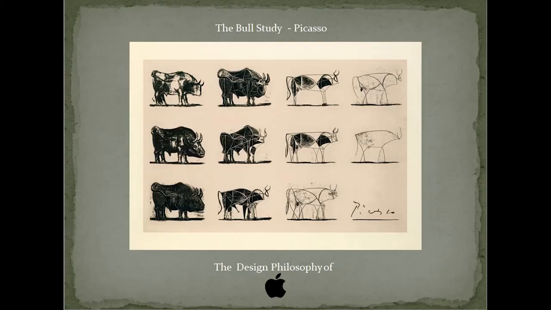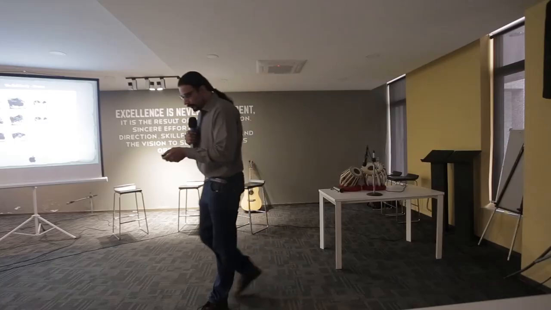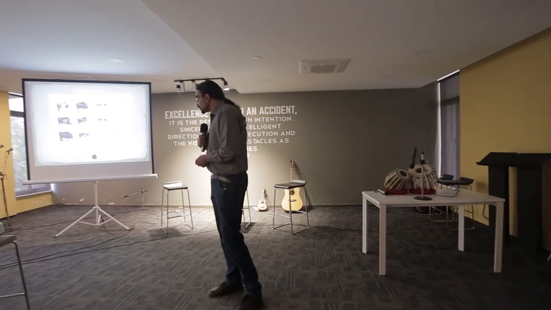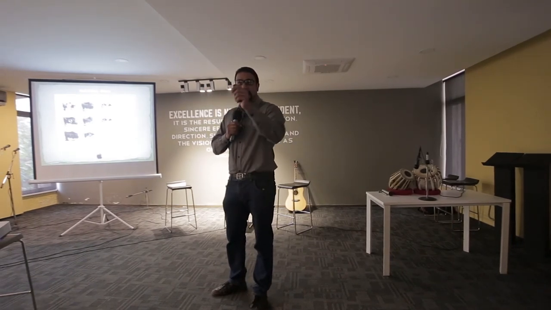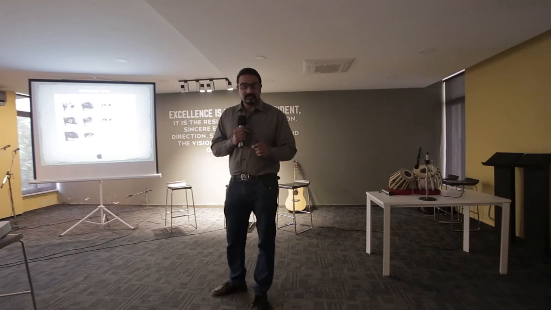and we're going to talk more on that. First, I'm going to show you this very, very famous study of Picasso. What Picasso did was he deconstructed the bull into simpler and simpler lines, such that he could maintain the essence of the bull in about four basic lines. And this picture is the official design philosophy of Apple.